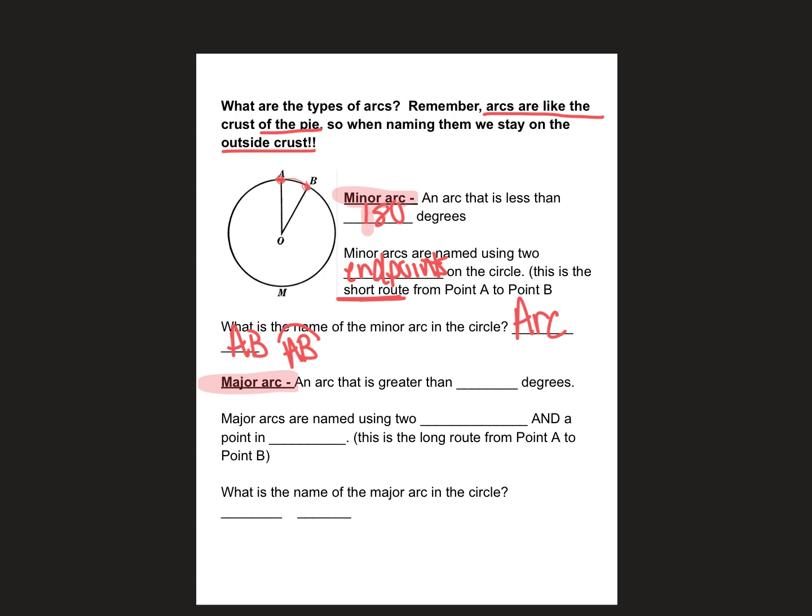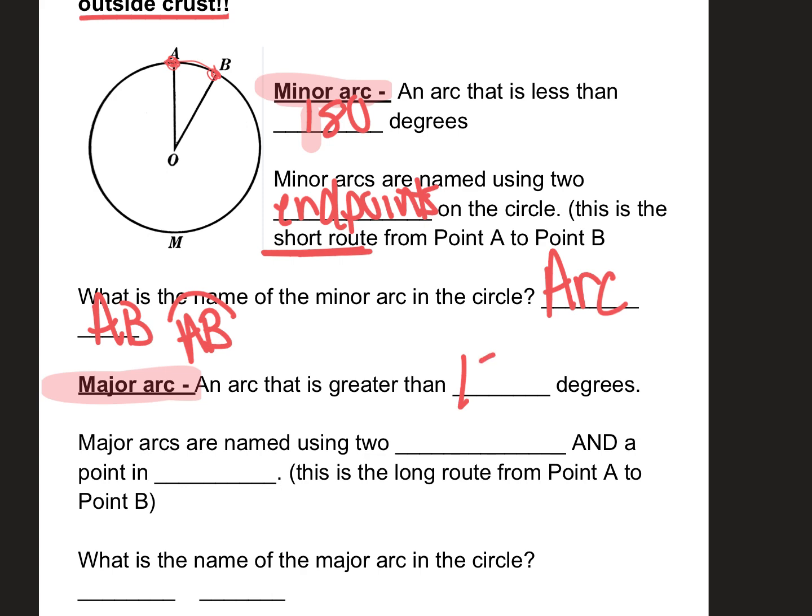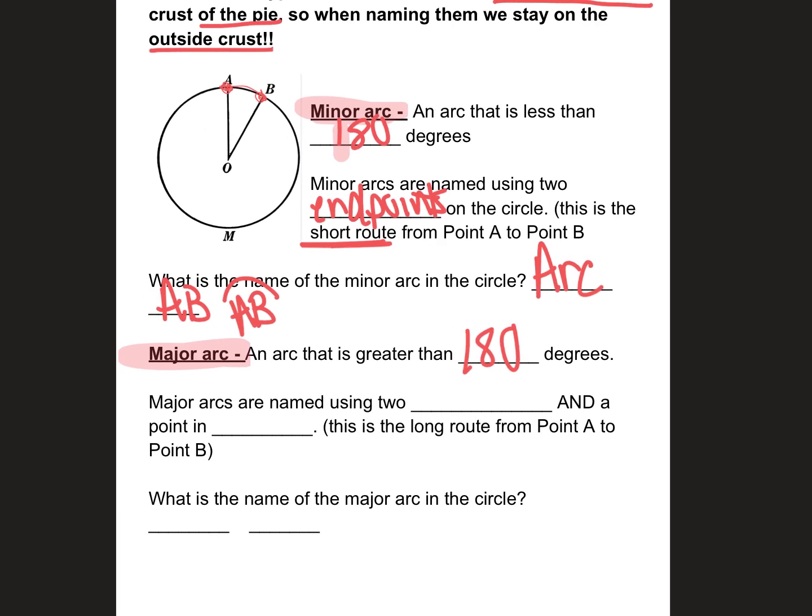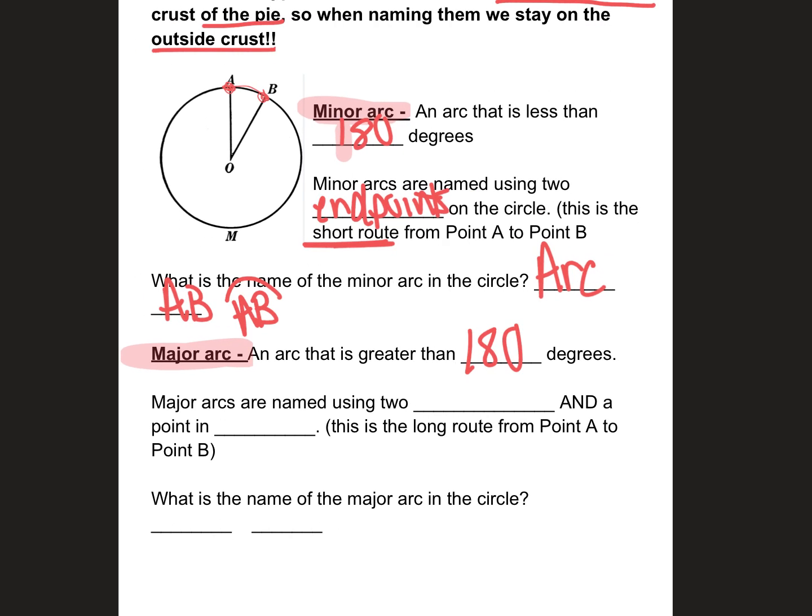A major arc is, major means big. A major arc is greater than 180 degrees. Major arcs are named using the 2 endpoints and a point in between. It's the longer route from point A to point B.